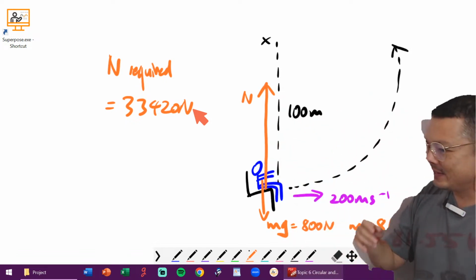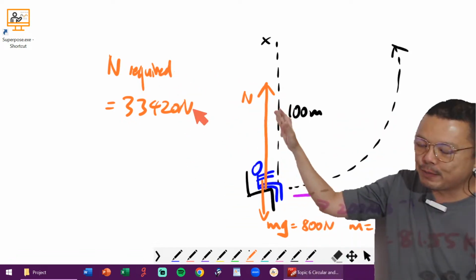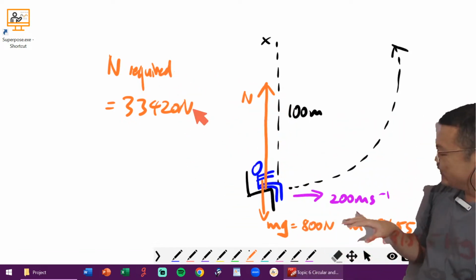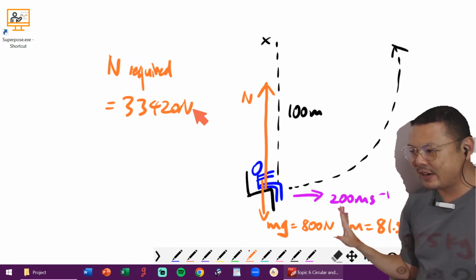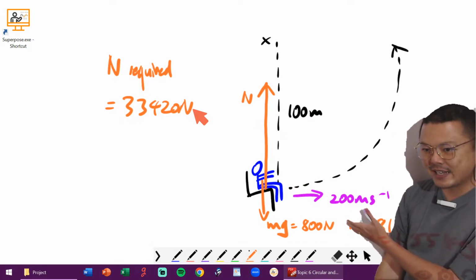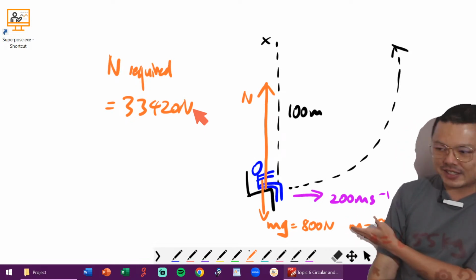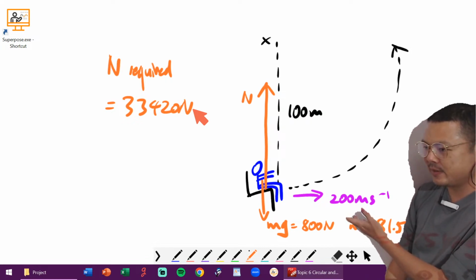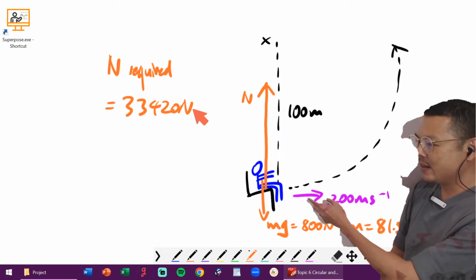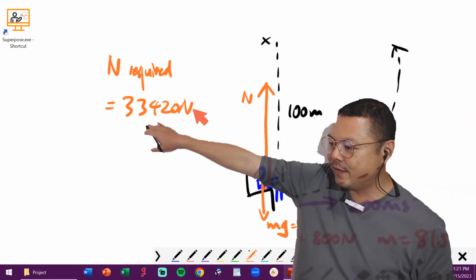Okay. Why did I say that guy is probably dead? The N force required to perform such a maneuver at 200 meters per second, I reckon, is probably very fast. This is maybe 2/3 the speed of sound, 67% the speed of sound, so he's almost at Mach 1 already. And to do a turn of 100 meters, he needs this amount of N force.